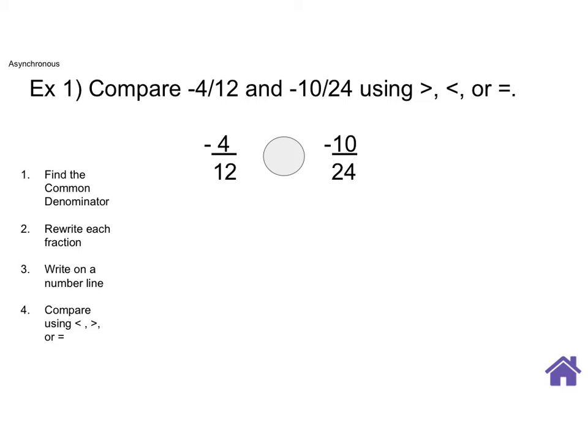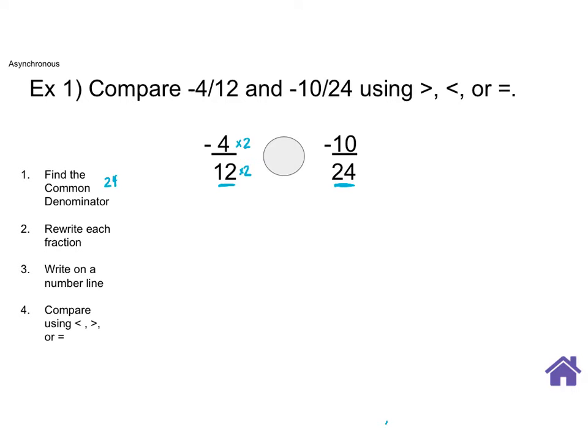You learned this last year, but I see that there is a 24 here and a 12 here. Is there anything I can multiply my smaller number by to get to 24? There is, which is times 2. If I multiply the bottom by 2, I have to multiply the top by 2. So that's my first step, to find the common denominator, which is 24. I'm trying to get 24 as the denominator.